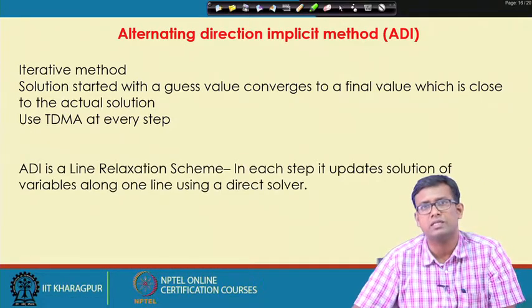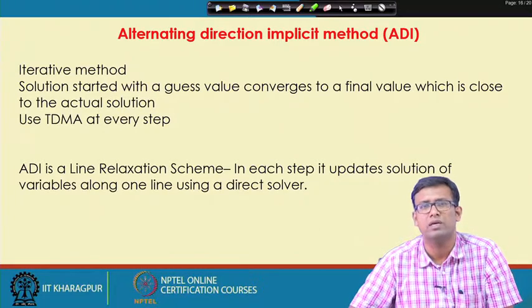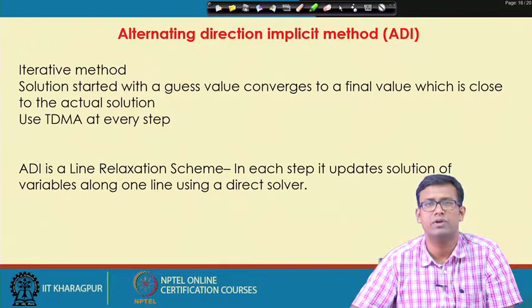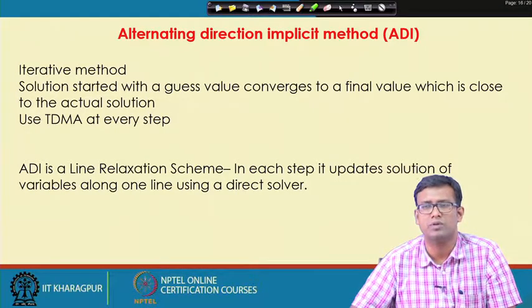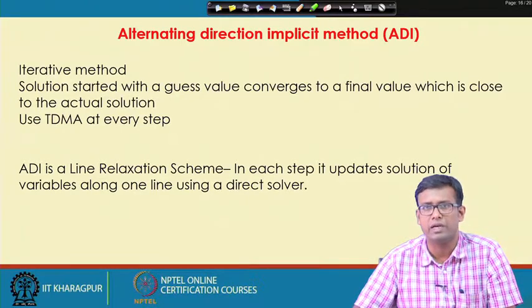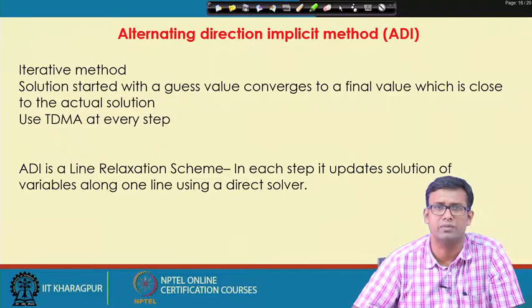ADI is a line relaxation scheme. In each step, it updates the solution of variables along one line using a direct solver, and that is why we call it a line relaxation scheme, because the values are relaxed in one particular line. We start with some solution, and at the end we get a smooth function of T across the domain. So, we start with any guess solution, and we say that we relax the solution to the right solution through this method. And that is why this particular term relaxation is being used here.